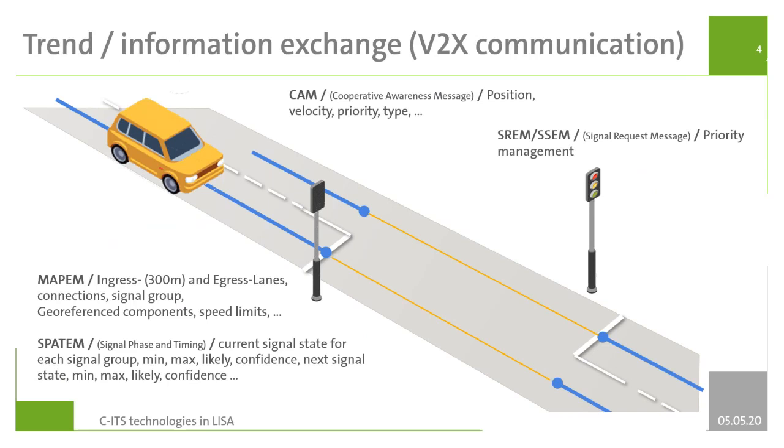In reference to that message, we have a SPAT message, a signal phase and timing message, which includes a mandatory field. This is the current signal state. And of course, there are some optional fields, which include the duration of the current signal phase with a min, max, and a likely value, which is important for actuated traffic lights.